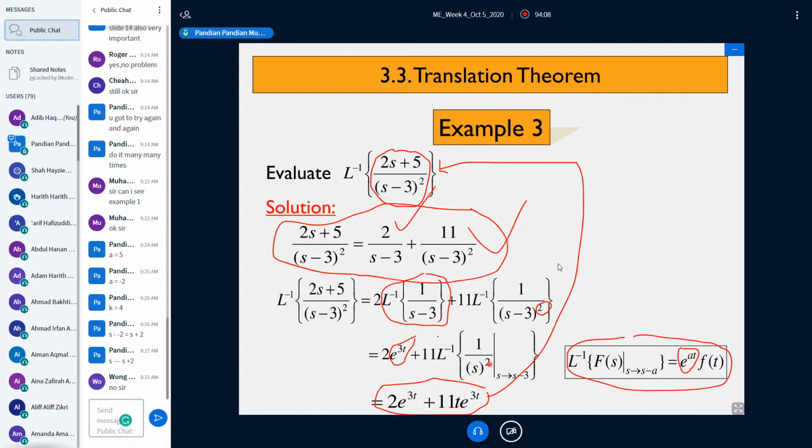You have to modify this, class, according to formula number 2 and number 3. You saw just now the inverse transform has 7 formulas, so formula 2 and formula 3. So for this (s minus 3) squared, you cannot use e^(at) directly, because e^(at) is only for s minus a, not s minus a power 2, no, or power 3, no, only s minus 3.